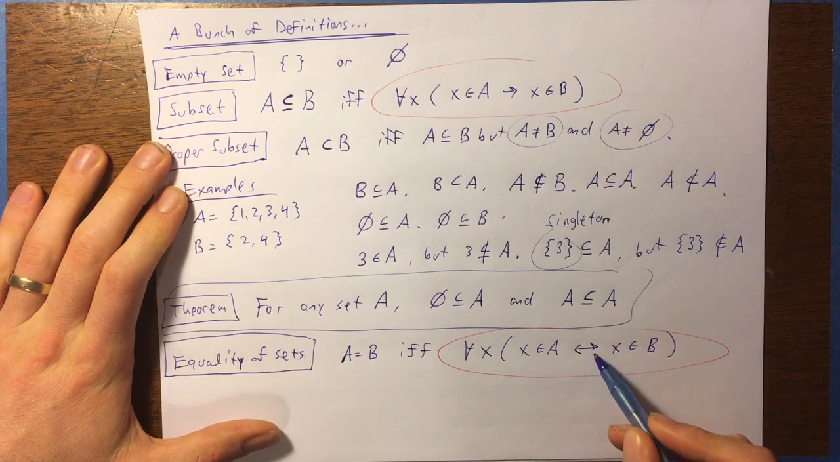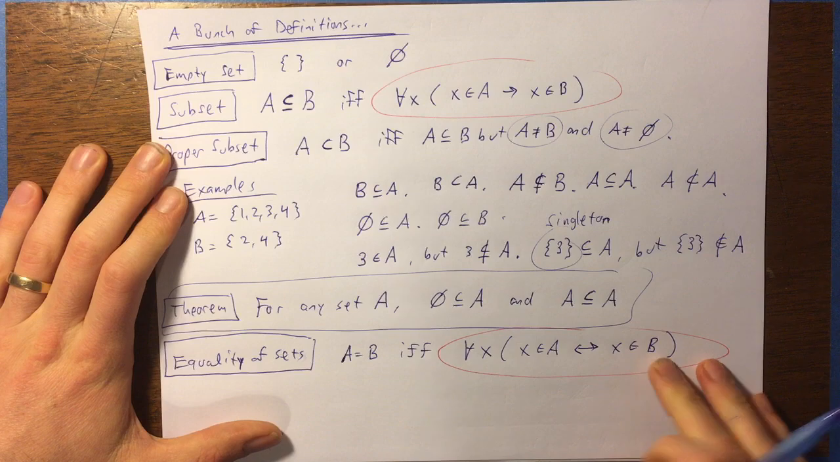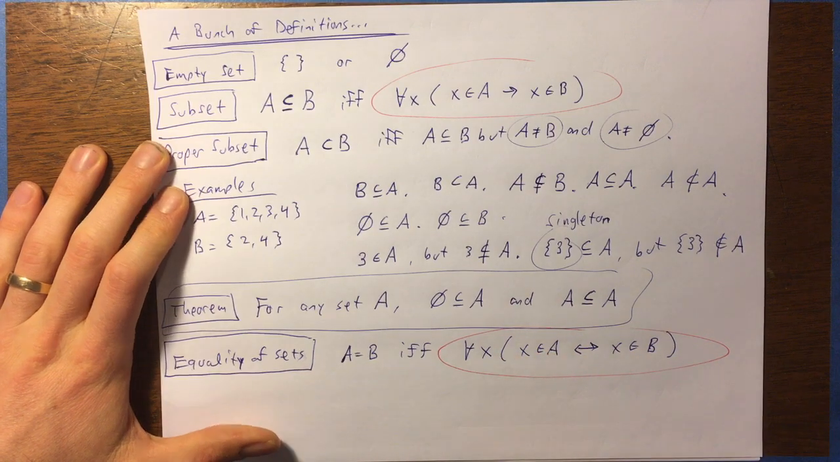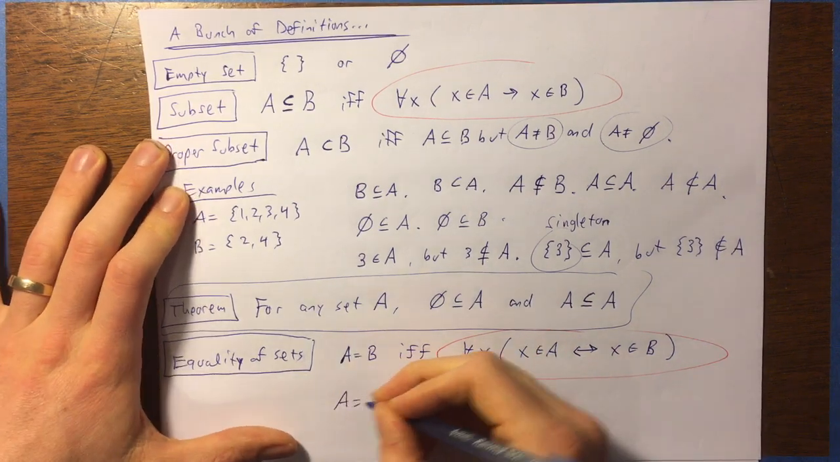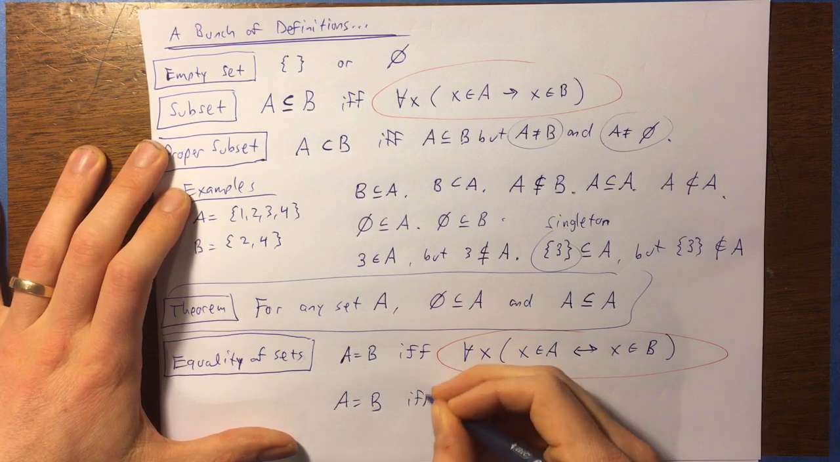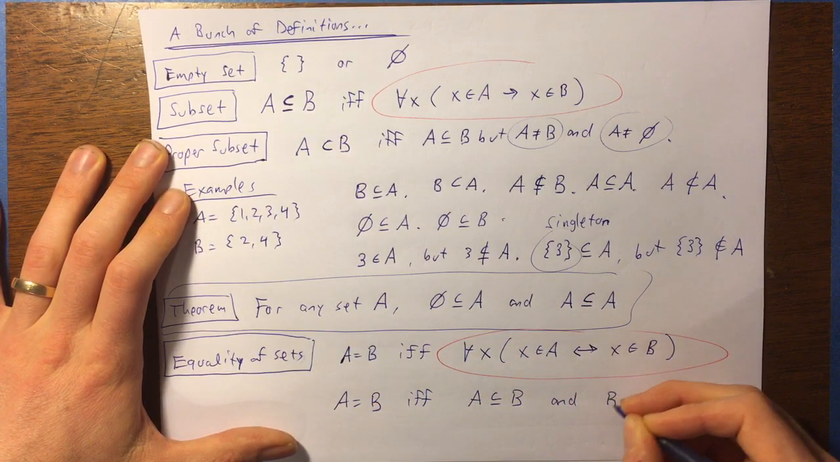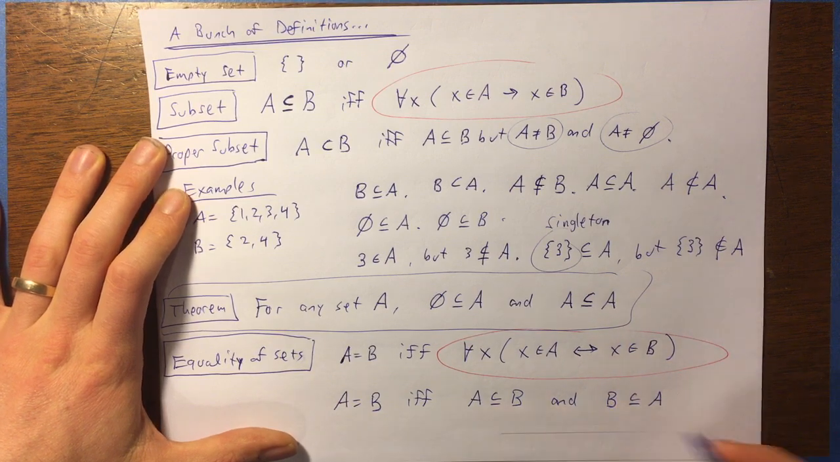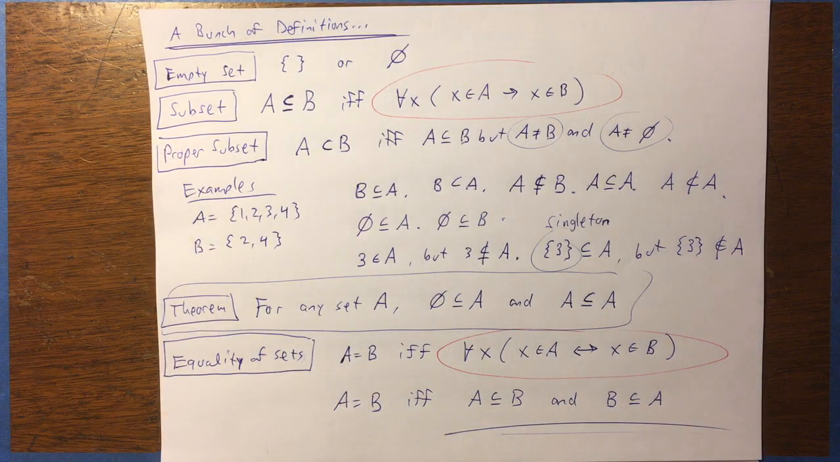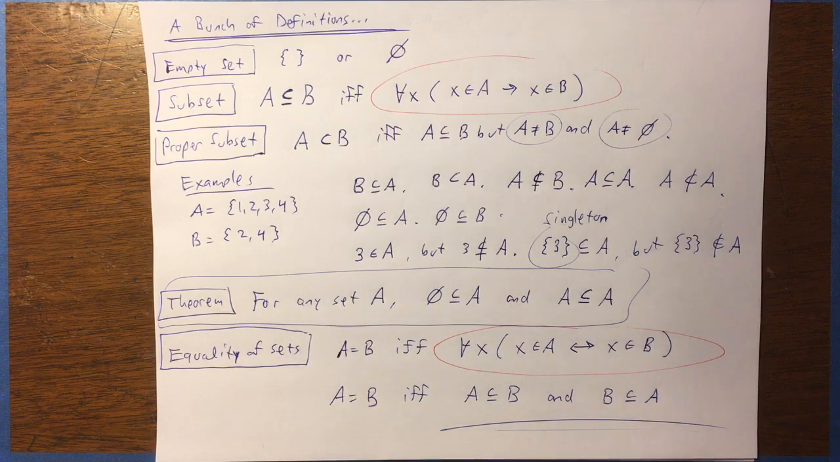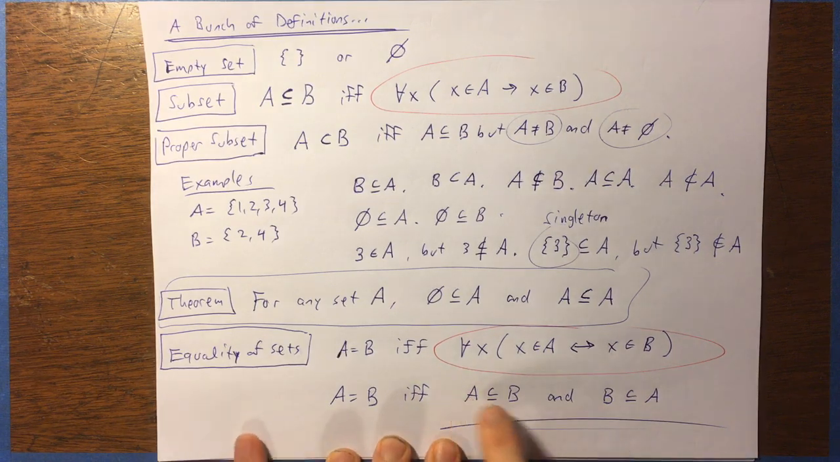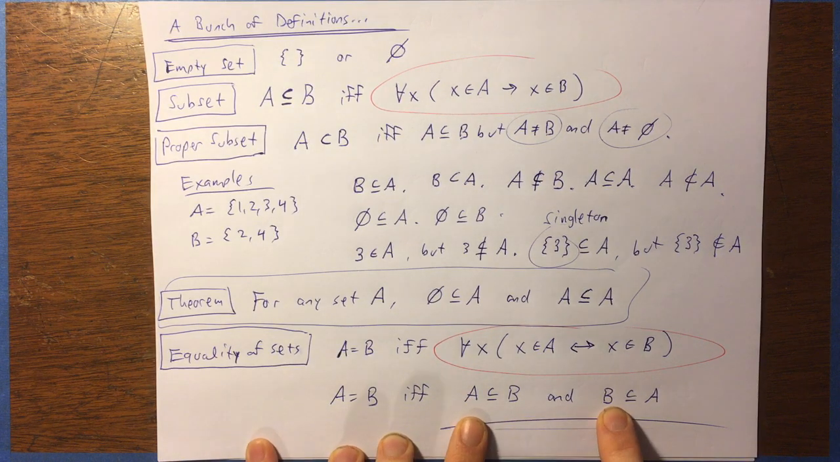So since biconditional can be written as P implies Q and Q implies P, you can tell that in fact, another way to state this is to say A equals B if and only if A is a subset of B and B is a subset of A. So this is a strategy often used to prove that two sets are actually equal. If you take two sets defined differently, but you want to prove that they actually have the exact same elements, you could prove that one is a subset of the other and vice versa, and that would imply that they are equal.